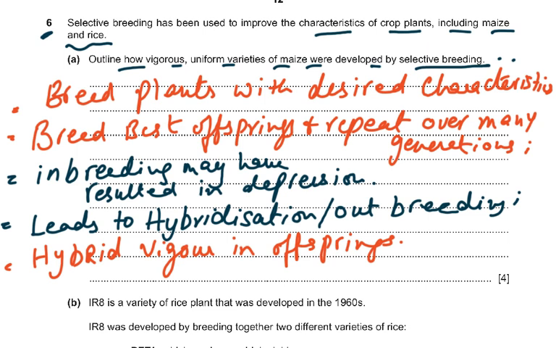So if you can look at the points that I've written: breed plants with desired characteristics, breed the best offsprings and repeat over many generations. Inbreeding may have resulted in depression, or you can get more uniformity when you do inbreeding, and then this leads to hybridization or outbreeding and hybrid vigor in the offsprings.